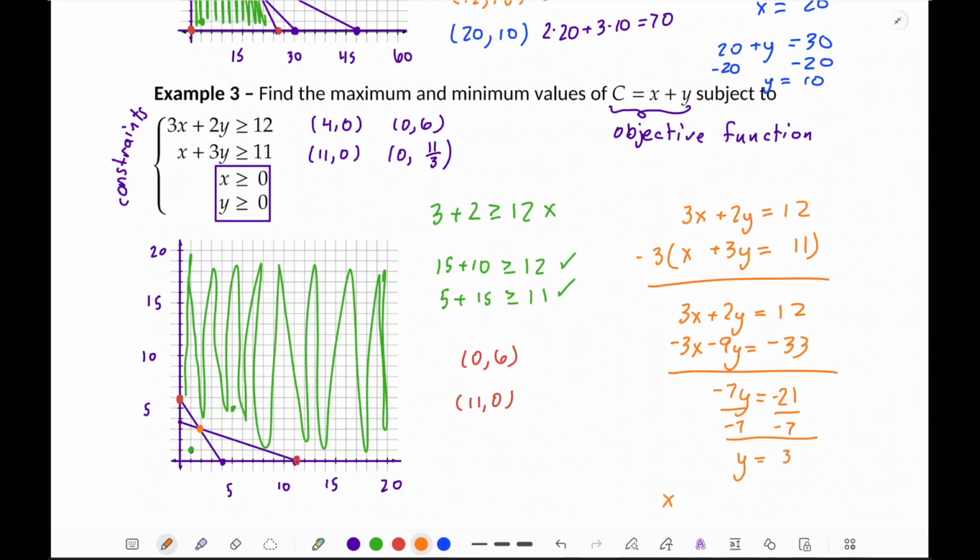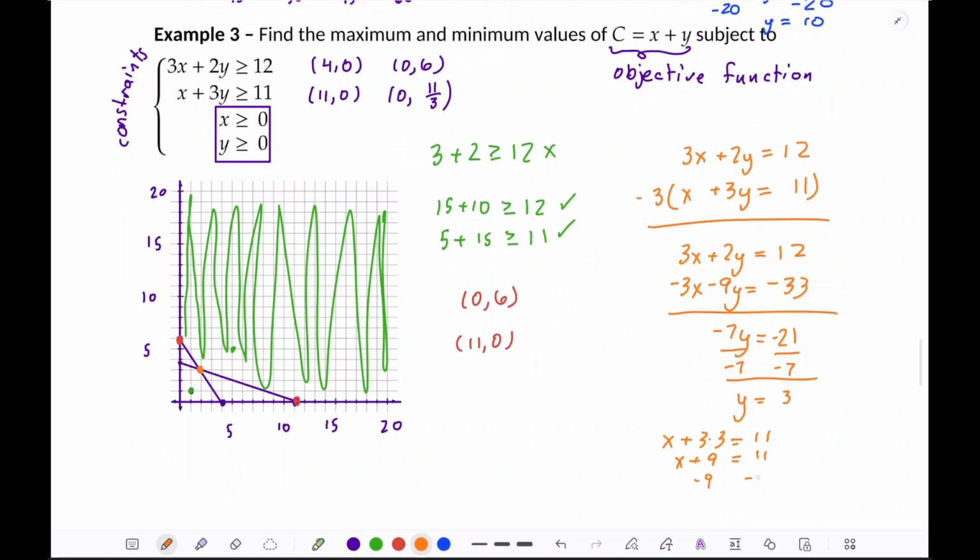And then x plus 3 times 3 equals 11. X plus 9 equals 11. Subtract 9. X equals 2. So I was correct, as in 2, 3 is that point. We plug them into the objective function. So 0 plus 6 is 6. 11 plus 0 is 11. 2 plus 3 is 5.